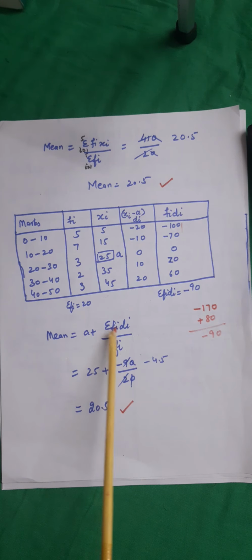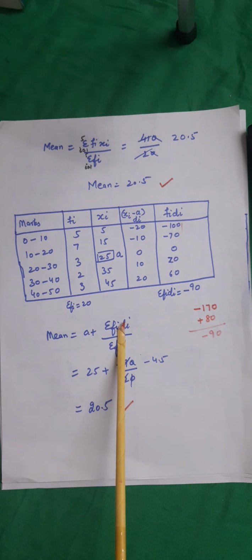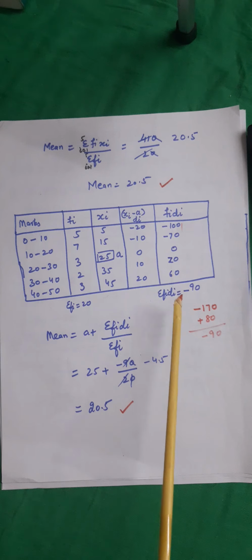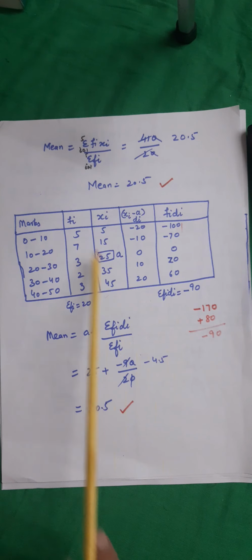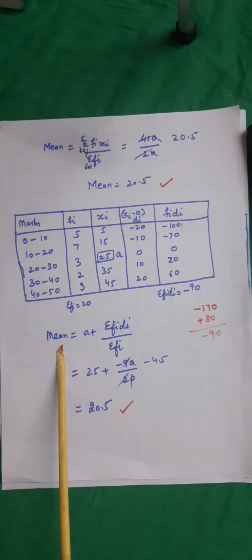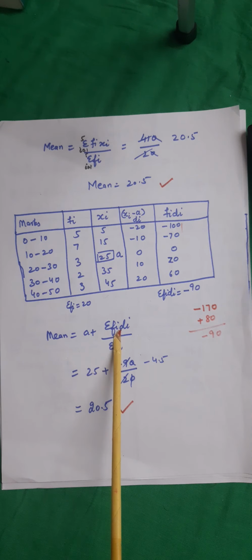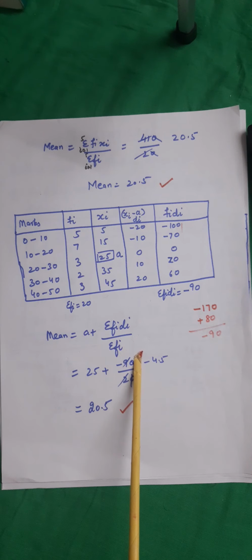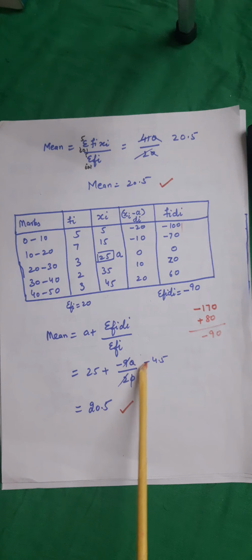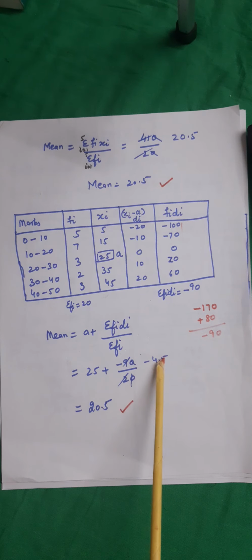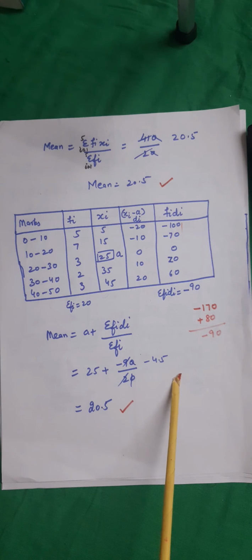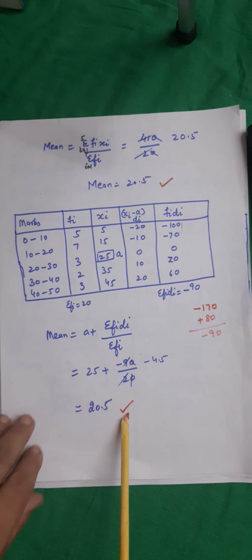Then we require sigma fi di. And what do I have? Add them, it gives me minus 90. Sigma fi is 20. So what will be the mean? Mean will be a plus sigma fi di upon sigma fi, which is equal to 25 plus minus 90 upon 20. Cancel it, you get minus 4.5. So 25 minus 4.5 would be equal to 20.5.